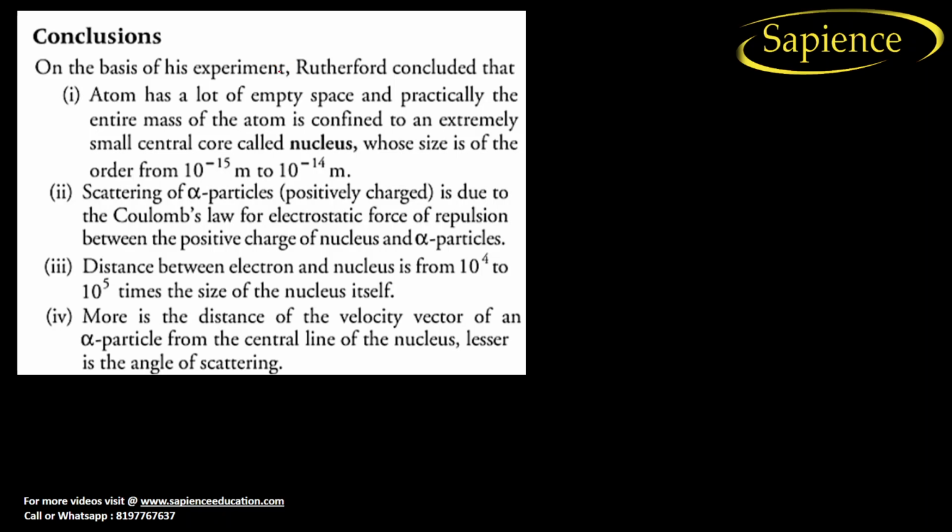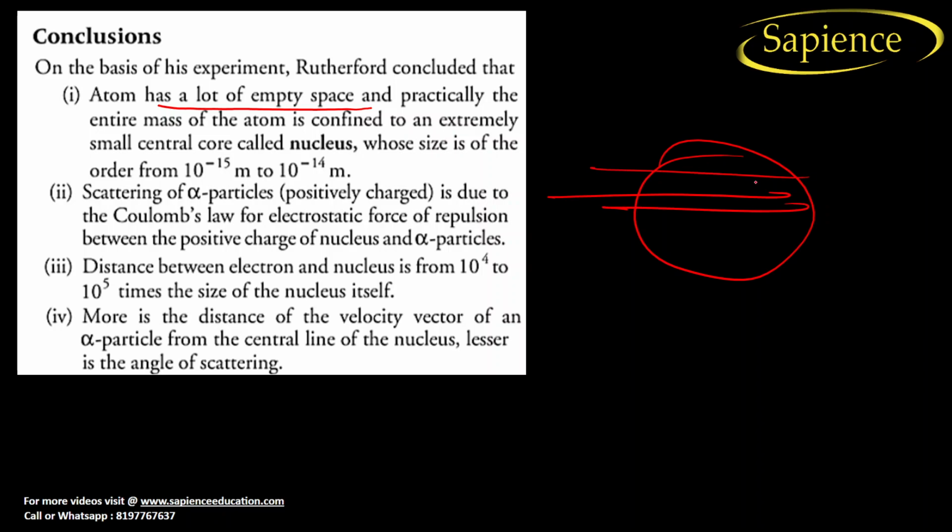Now, the conclusion. On the basis of his experiment, Rutherford concluded that the atom has a lot of empty space. We observed that most of the alpha particles pass straight through without any deviation, so we can say that there was empty space. Practically the entire mass of the atom is confined to an extremely small central core called the nucleus. Definitely only a few are coming back. It means that most of the mass is concentrated at this place, so whatever alpha particles we send, they rebound from this side. Its size is of the order of 10 power minus 15 to 10 power minus 14. Scattering of positively charged alpha particles is due to Coulomb's law of electrostatic force of repulsion.